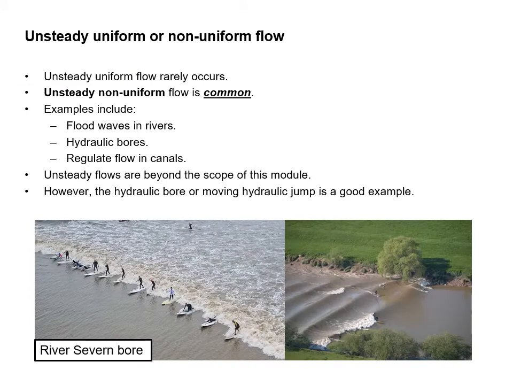So unsteady, uniform flow rarely occurs, but unsteady, non-uniform flow is quite common, and examples include floodwaves in rivers, hydraulic bores, or regulated flows in canals. Unsteady flows are beyond the scope of this module. However, the hydraulic bore or the moving hydraulic jump is a good example.